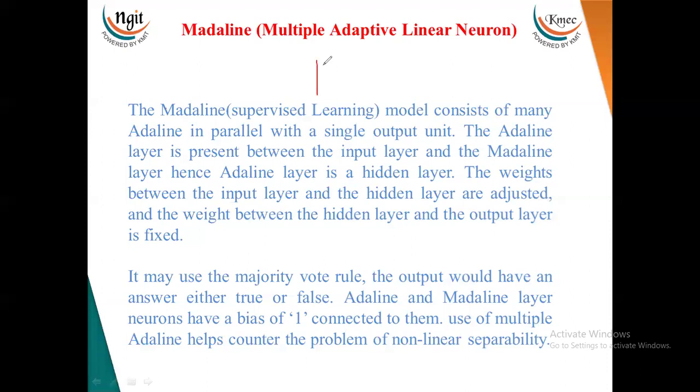If I'm taking one network, this is one Adaline. I'm writing A. I'll take multiple Adalines: one more A, and one more A. All these combined are called Madaline. So you can use multiple Adaline models to complete the structure of Madaline. It will have a single output unit, but you'll have multiple Adalines. The Adaline layer is present between the input and Madaline layer, hence the Adaline layer is the hidden layer. So you'll have the input, in between the Adaline, then the output layer.